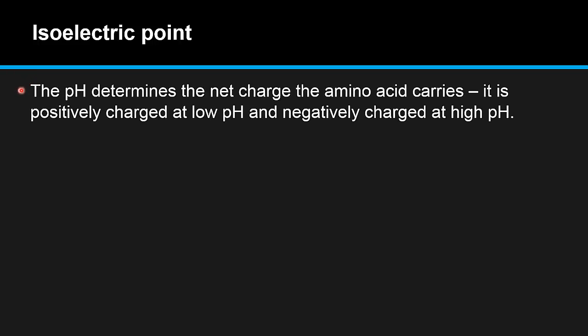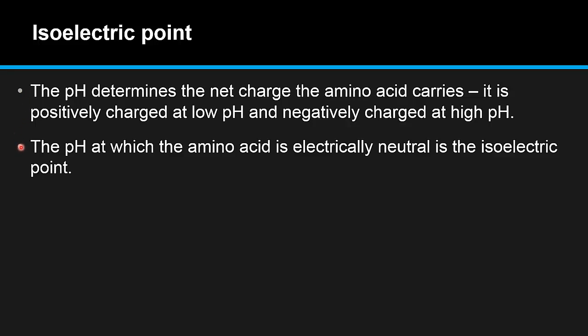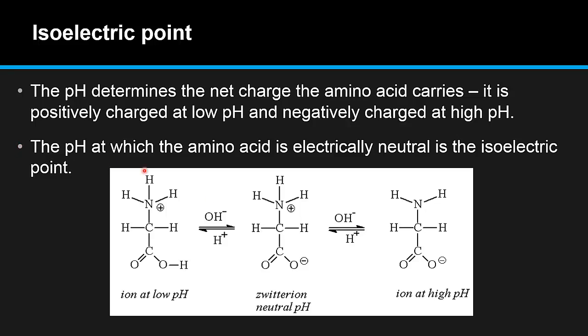Next we look at the isoelectric point. The pH determines the net charge the amino acid carries. It is positively charged at low pH and negatively charged at high pH. The pH at which the amino acid is electrically neutral is the isoelectric point. So here in the middle we have the zwitterion, we have the positive end and the negative end, but overall the molecule is electrically neutral. At low pH it's positively charged. At high pH it's negatively charged.